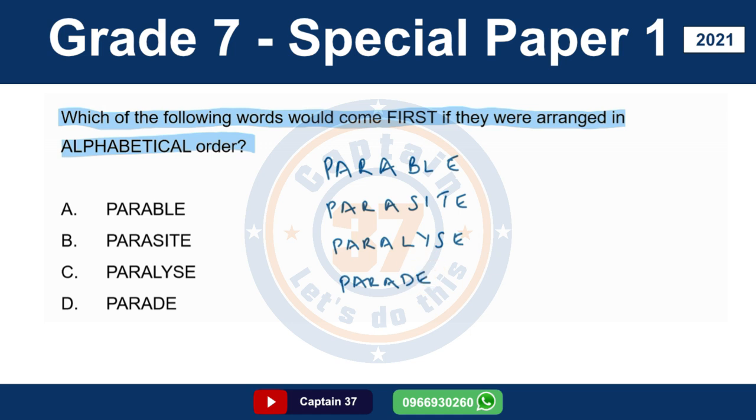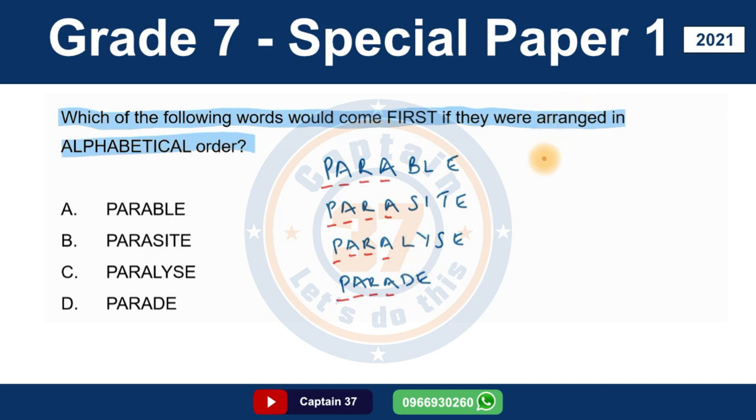As you can see, they all begin with P. So at this point, everything is okay. And then A, everything is okay. And then R, everything is okay. And then A, everything is okay. Now, the letters that follow are what distinguish these particular words. There's B, there's S, there's L, and there's D.